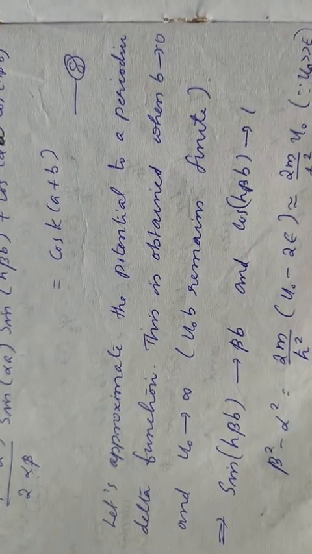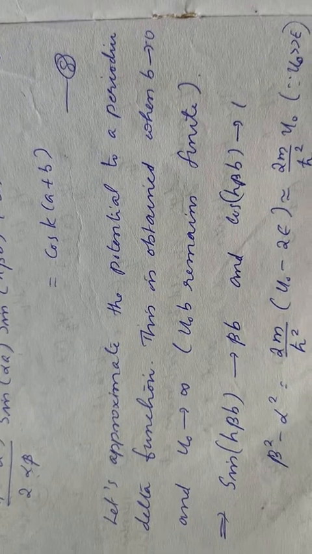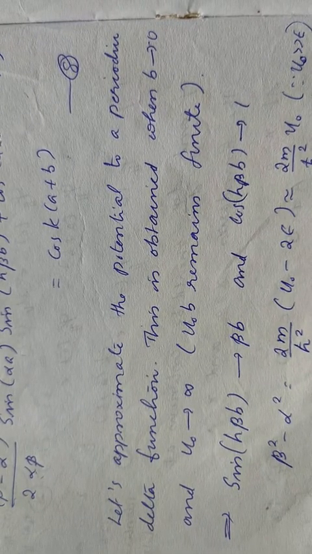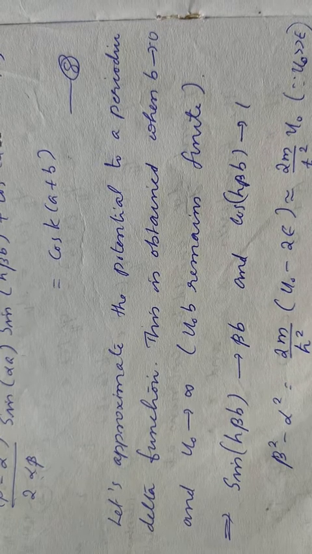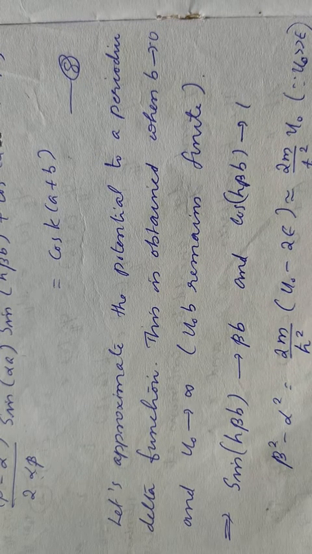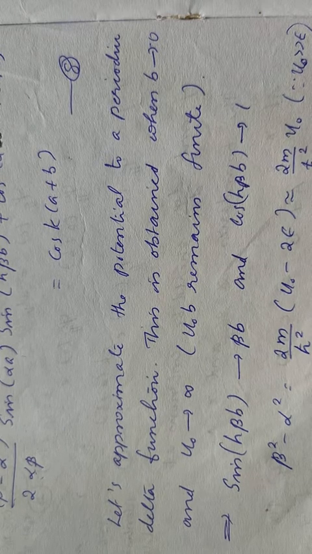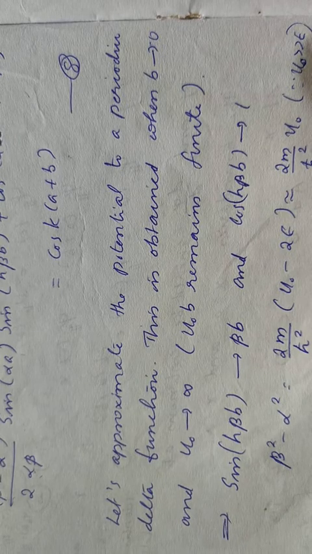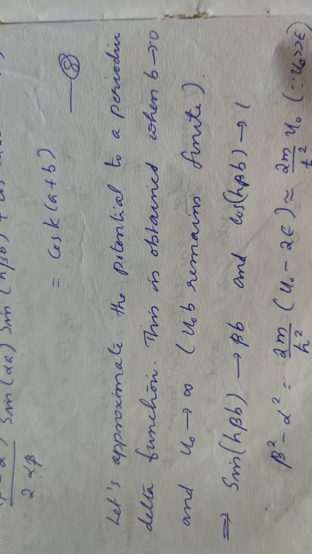So let's approximate the potential to a periodic delta function. We have assumed a periodically varying potential, and we are approximating it here as a periodically varying delta function. This is obtained when b tends to 0 and u0 tends to infinity.